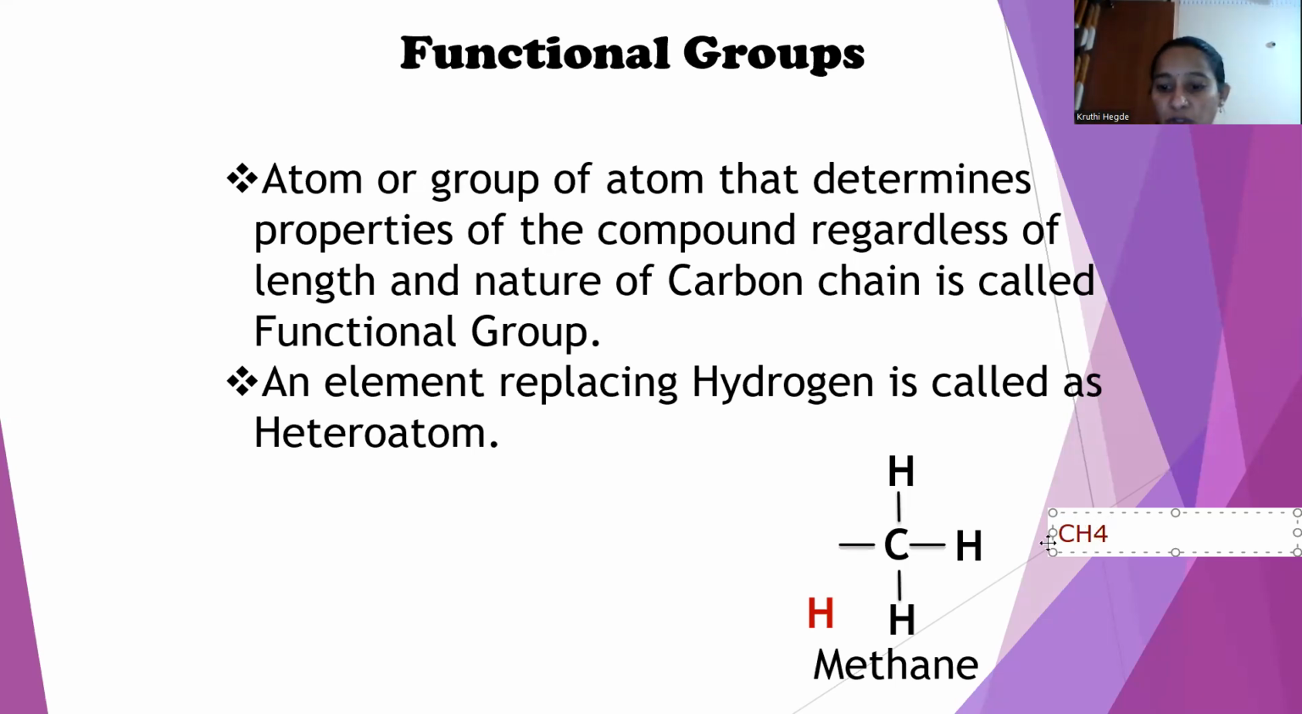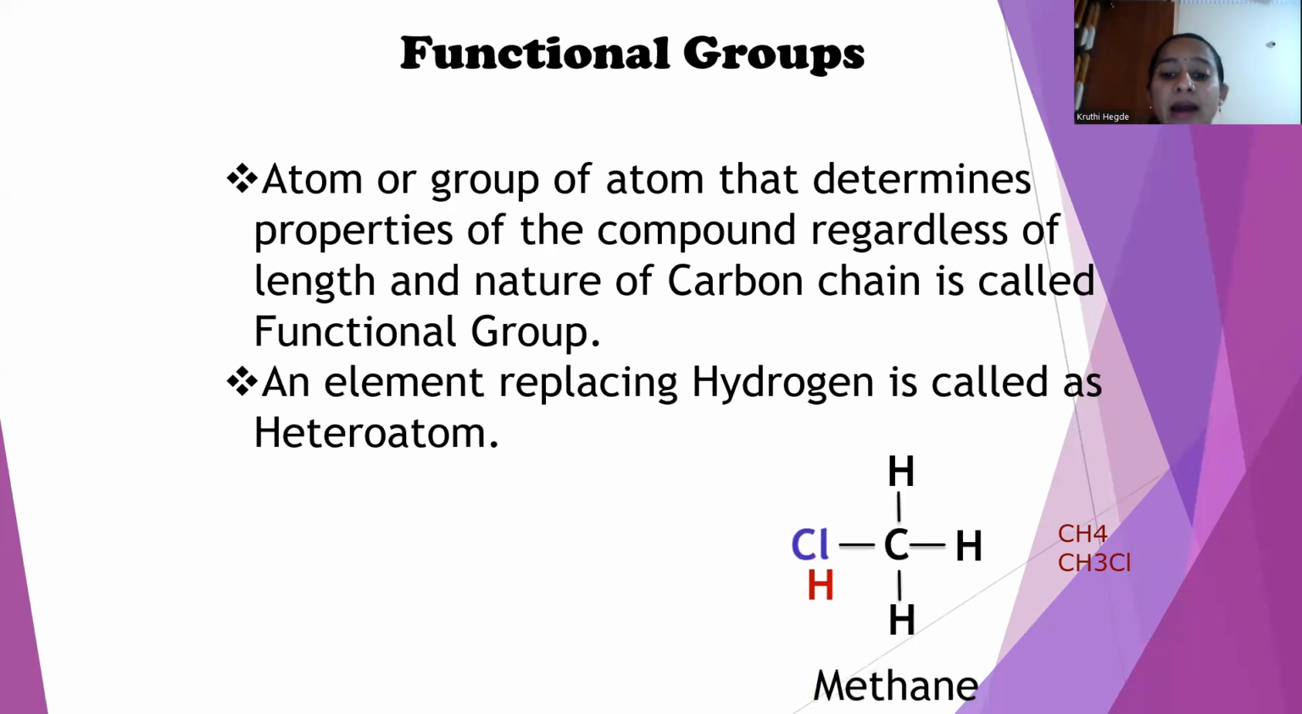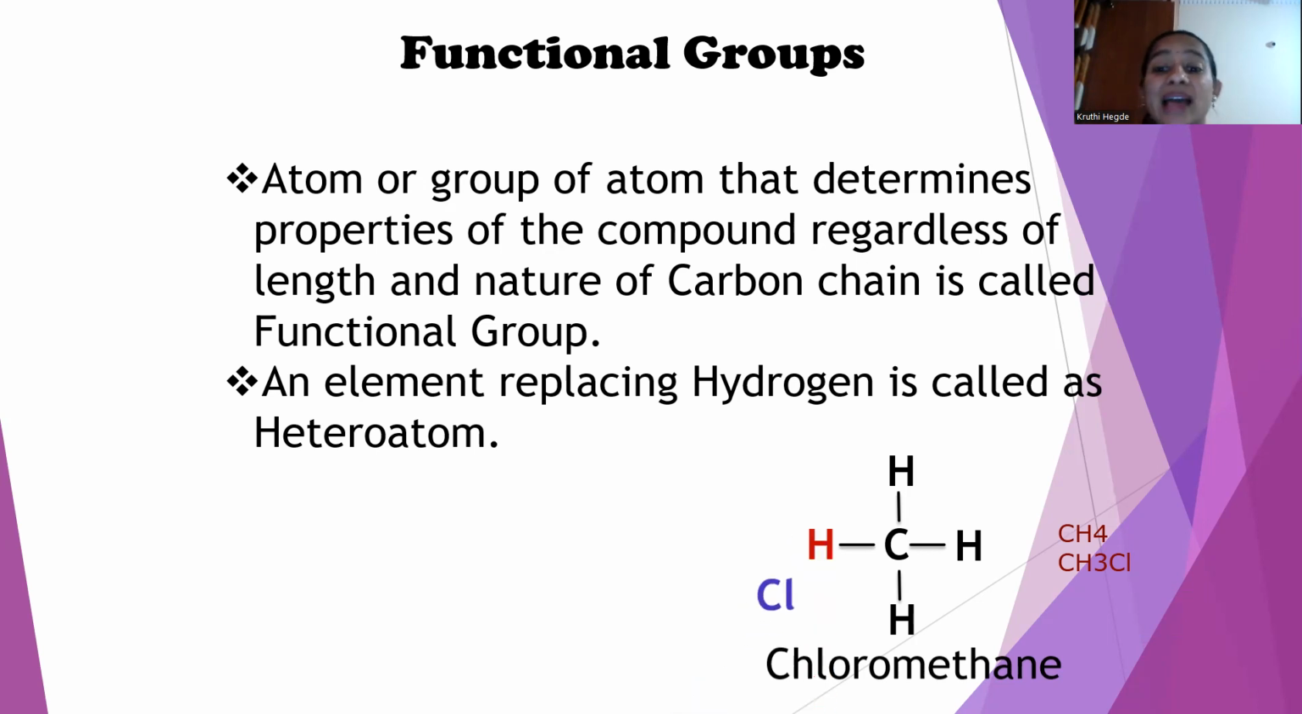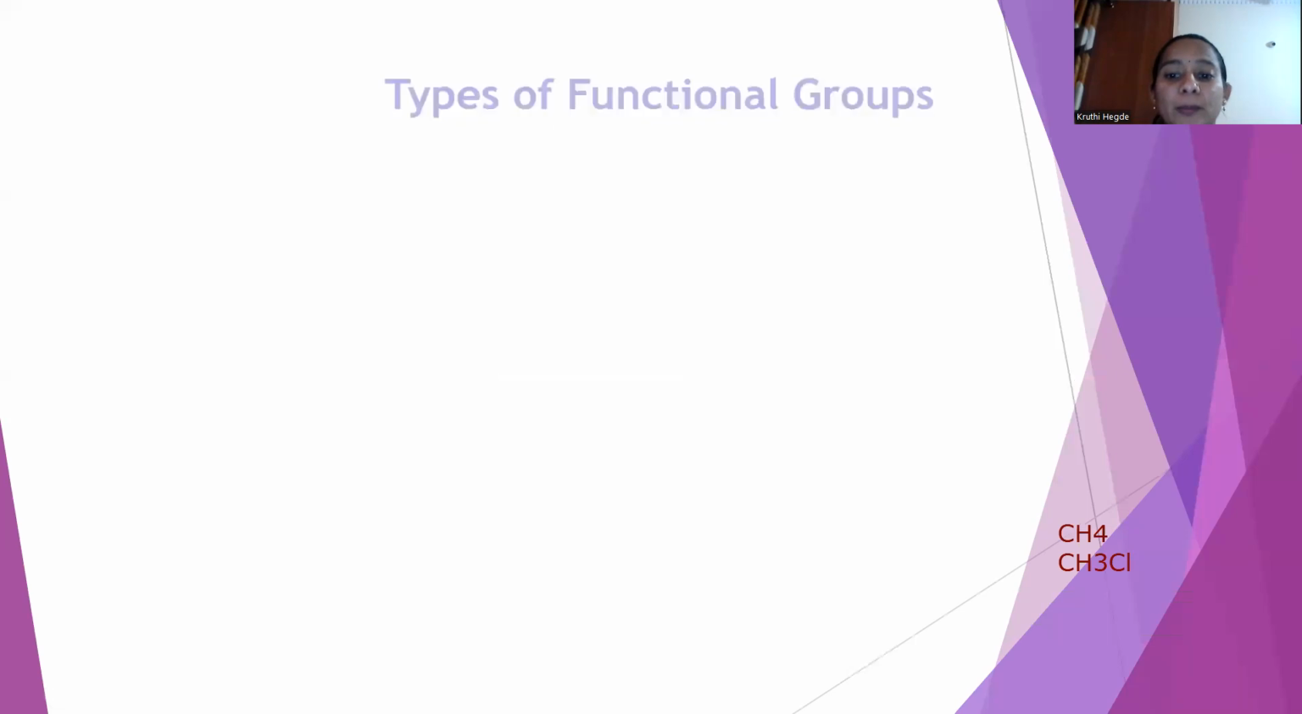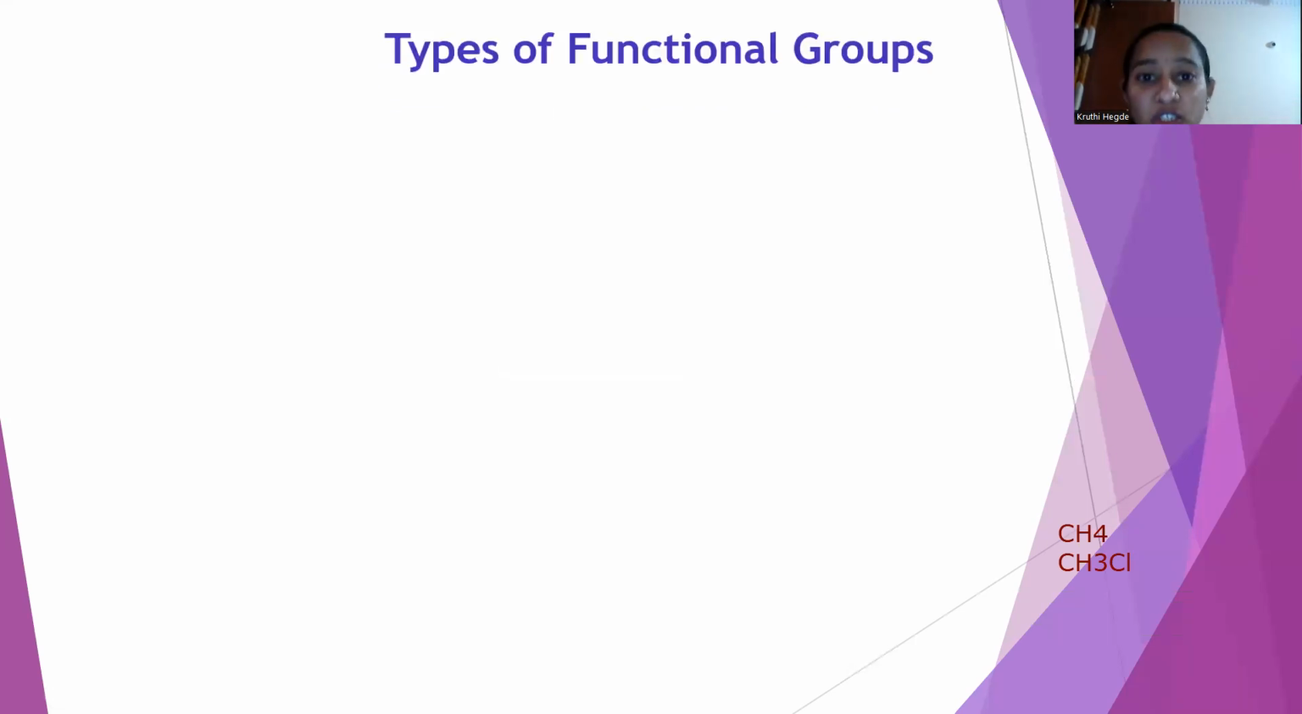When chlorine takes the position, it forms CH3Cl. Got it? So here chlorine is taking the position of hydrogen. Not just chlorine, there are other atoms also that can act as functional groups. Here is one more, it is chloromethane. When chlorine comes and sits in the place of hydrogen and hydrogen is kicked away, then it's called chloromethane.